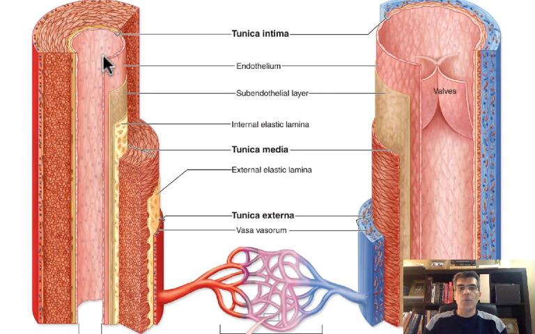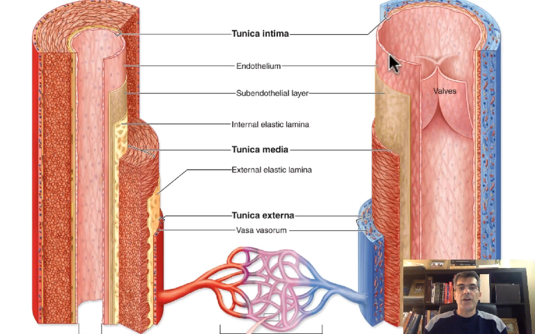You heard this word before. We talked about endothelium in the case of heart. We said endothelium lines the heart. So endothelium is a simple squamous epithelial tissue that lines the blood vessels, and also your heart is lined by endothelium. Outside endothelium, we have subendothelial layer.